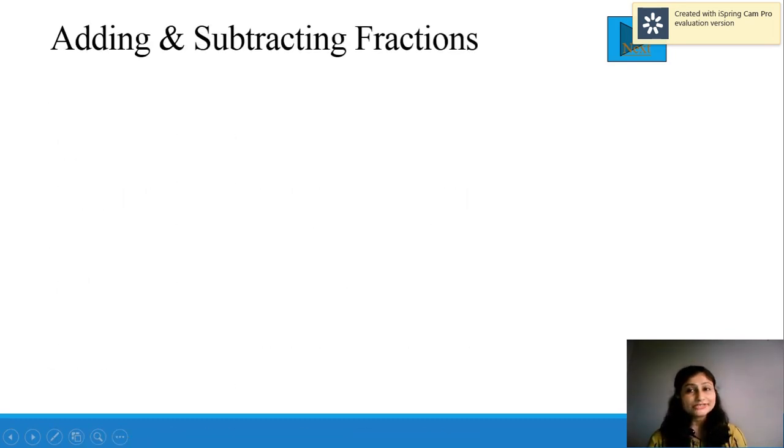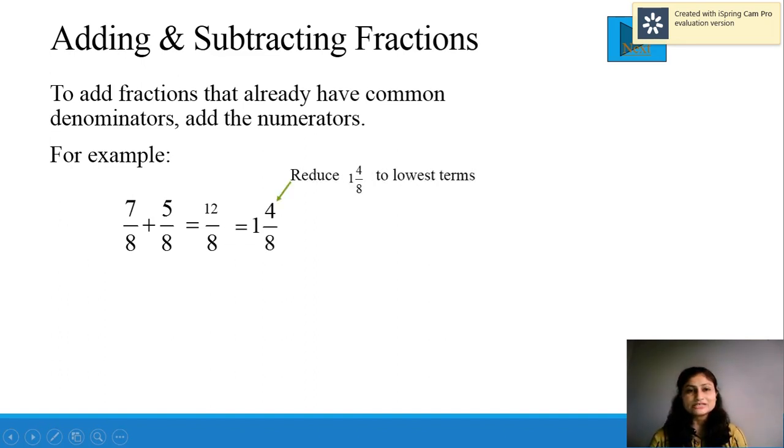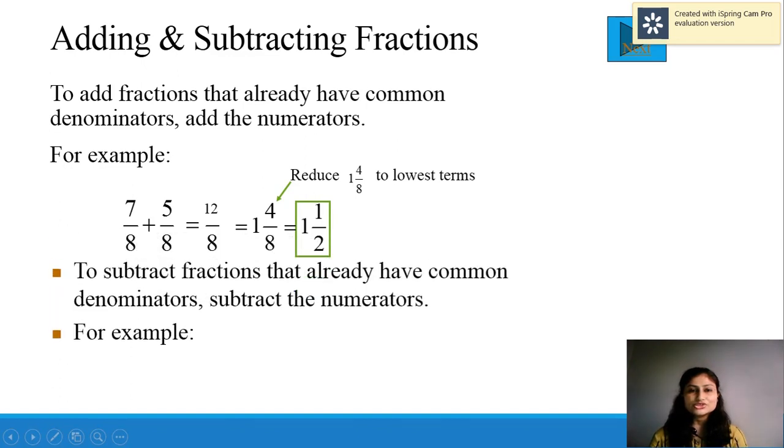How to add and subtract fractions? To add fractions that already have common denominators, add the numerators first. For example, 7 upon 8 plus 5 upon 8 is equal to, we write the denominator as it is and add the numerators, 7 plus 5 is equal to 12. And 12 divided by 8 is equal to 1 integer 4 upon 8. We can reduce it and it comes to 1 integer 1 upon 2.